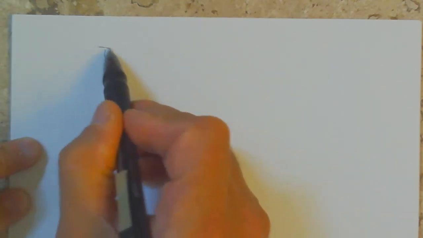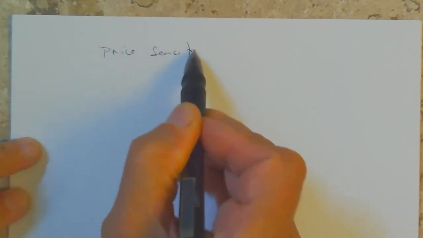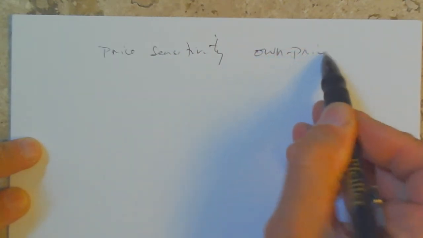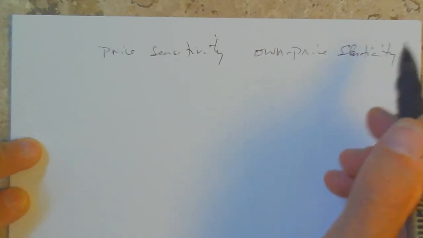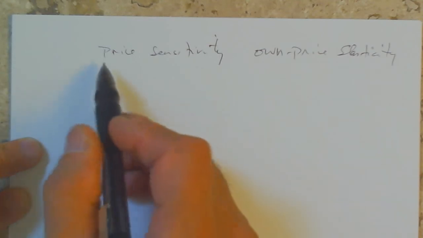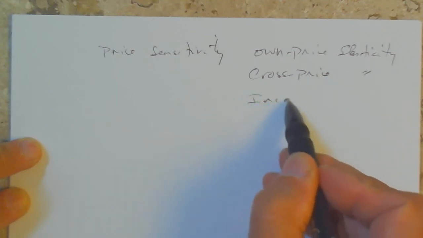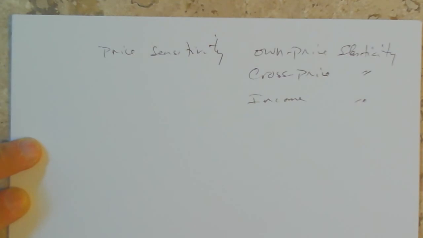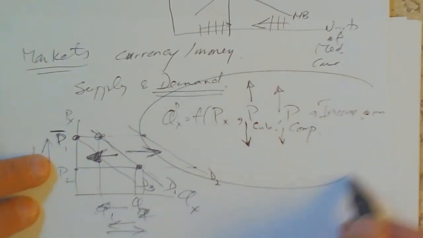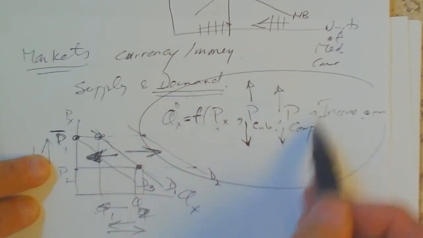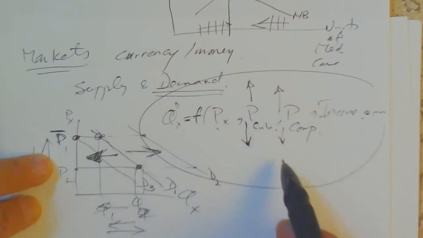Very relevant to this conversation is price sensitivity. It's called own price elasticity. We have other concepts of elasticity: cross price elasticity, income elasticity, and for that matter, all those other factors that appear in this demand function. Demand is a function of price and price of other goods. That's where cross price elasticity comes from.